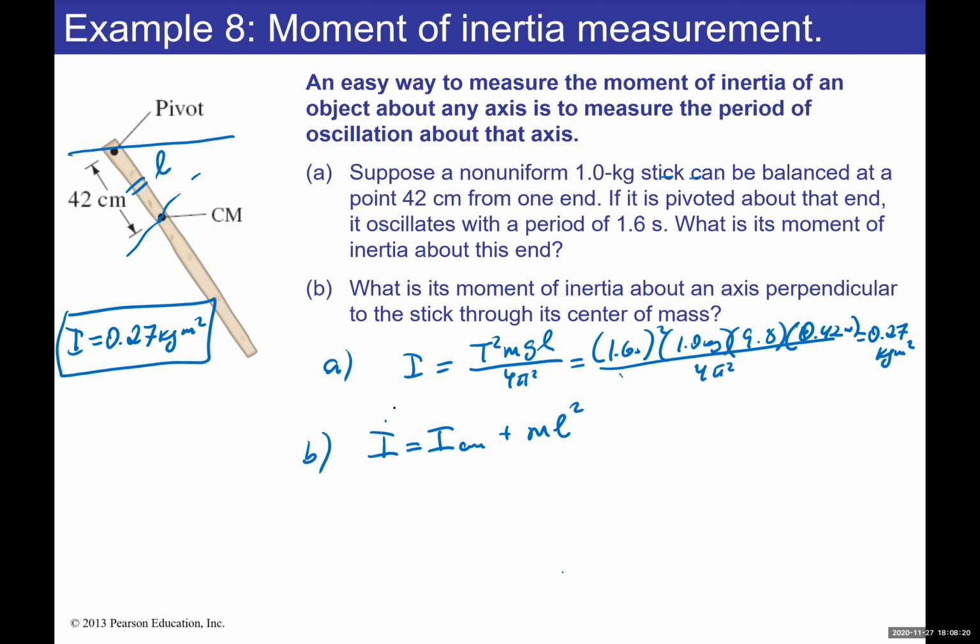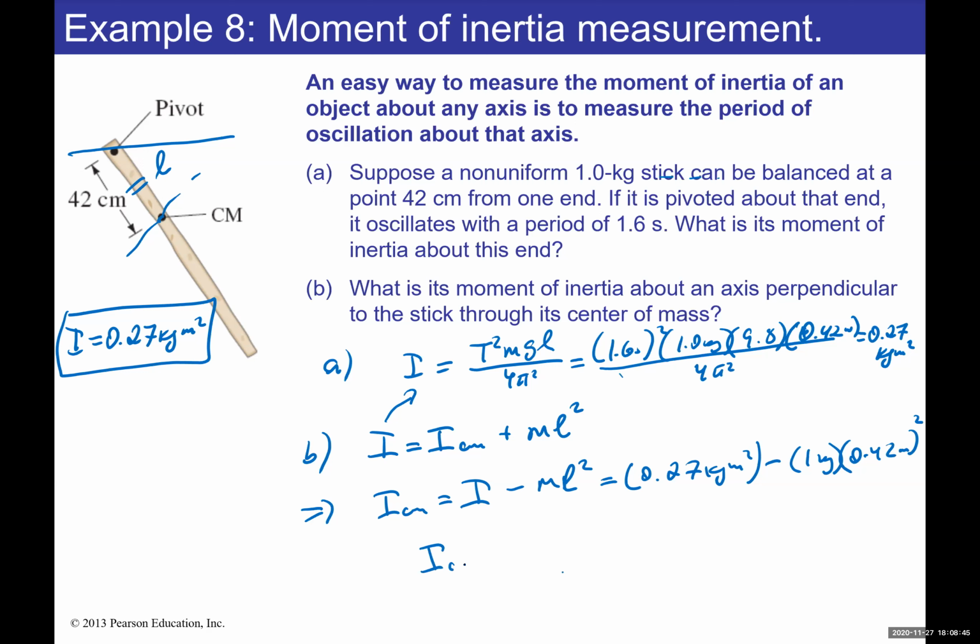And this is what I just calculated, right? I is the moment of inertia with respect to the pivot point. So I can rearrange this into I center of mass equals I of the pivot point minus m L square. I just calculate that, which is 0.27 kilograms meter square minus 1 kilogram times 0.42 meters square. And the moment of inertia with respect to the center is 0.009 kilograms meter square. So that's the moment of inertia with respect to the center of mass.